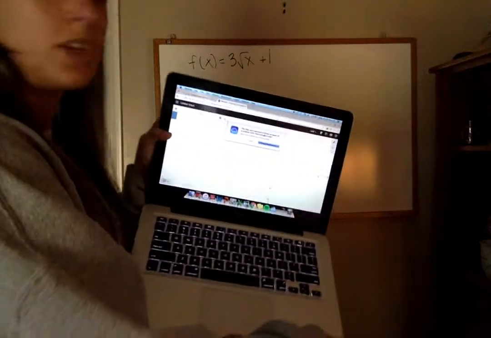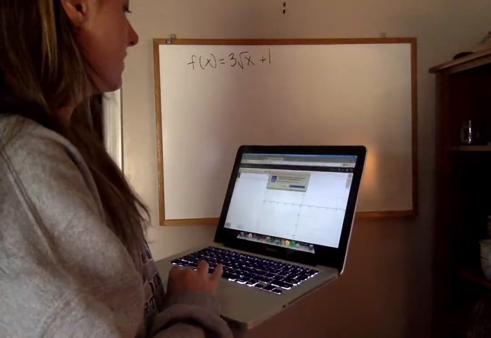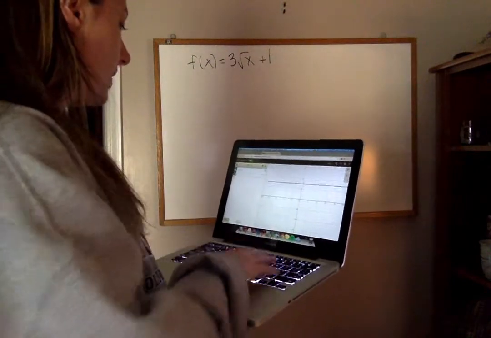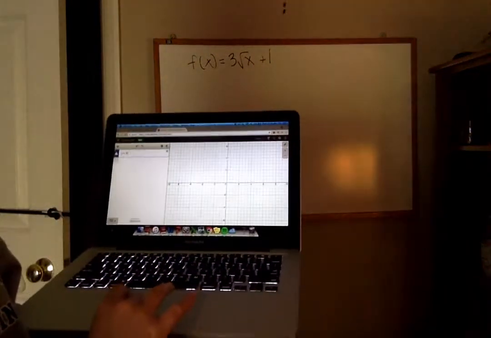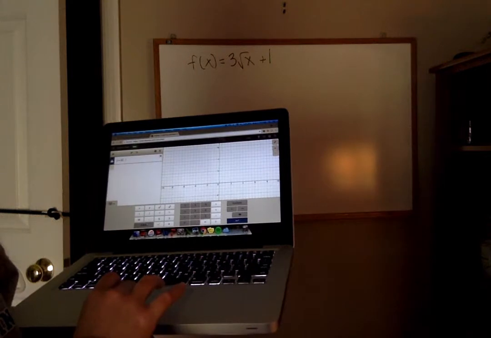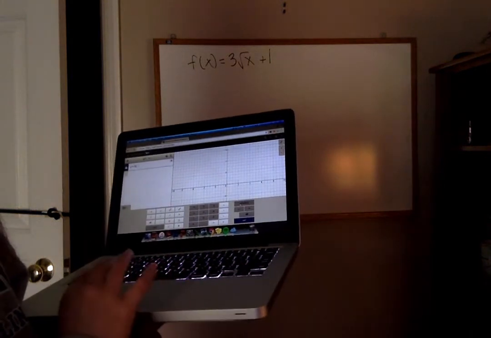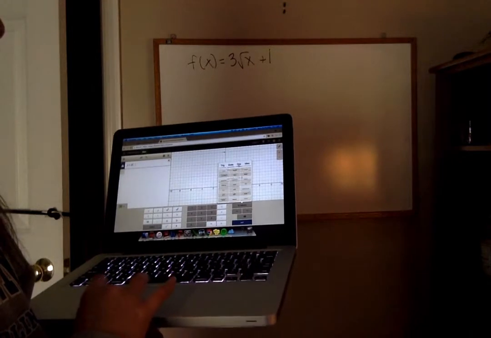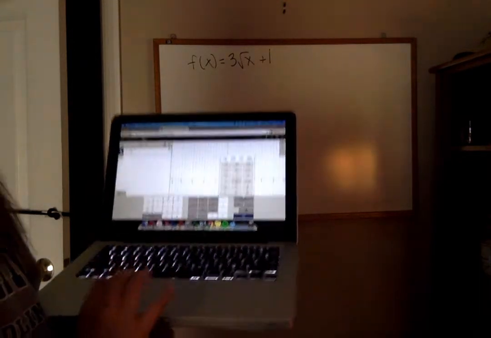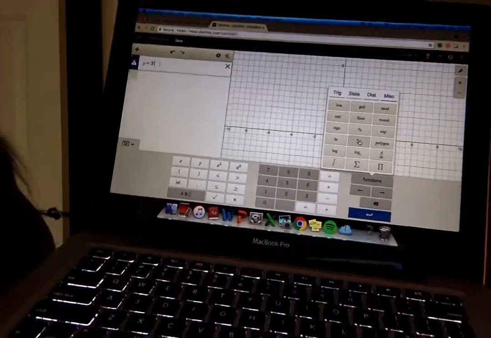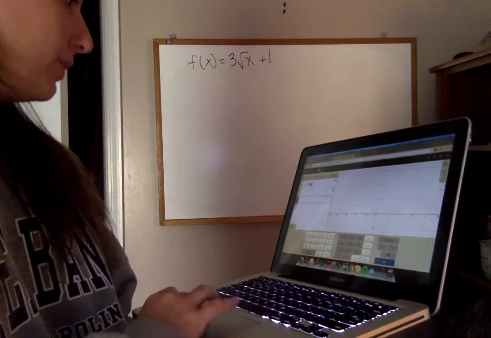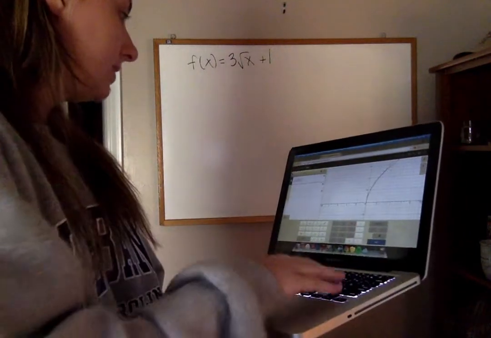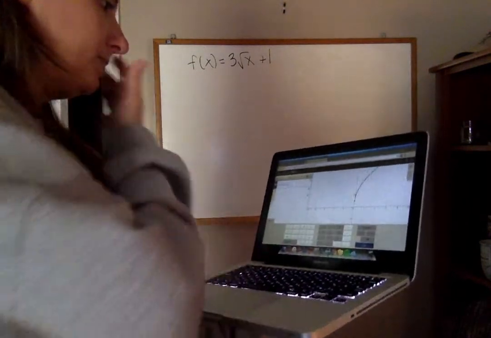So you pull up your Desmos, and I just typed in my function. So y equals 3 times, and if you pull up your little keyboard here, you can find square root, I believe, under functions. So it has the root with the n, so you can change whatever. I'm just doing a normal square root, but that would help you if you're doing the cube root. Square root of x plus 1. Okay. So you have your little graph here.